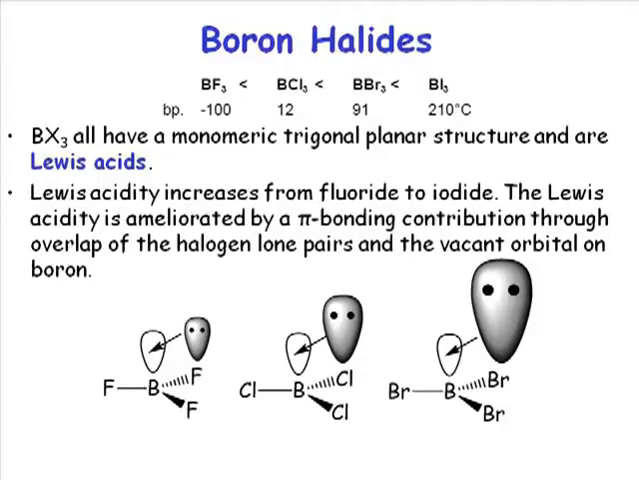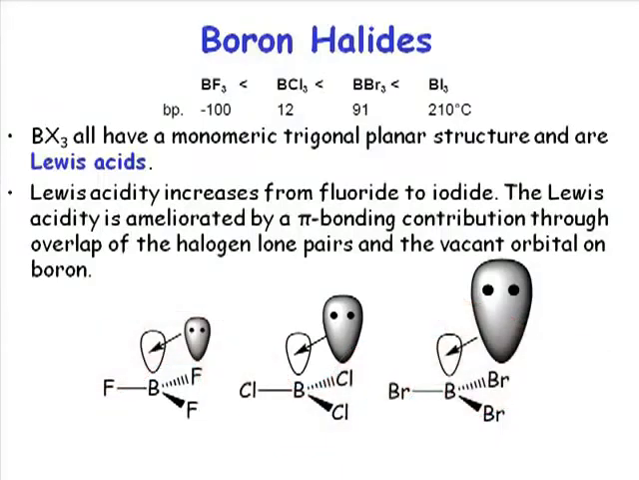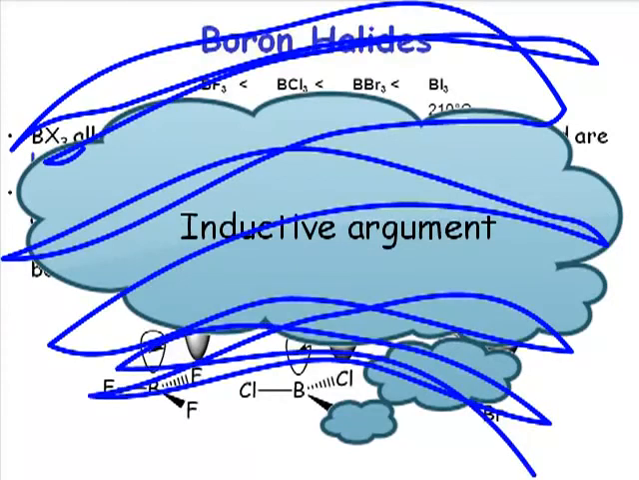So in terms of exerting inductive effects, fluorine has the strongest negative inductive effect, pulling electron density away from the boron. So you might therefore expect boron trifluoride to be the strongest Lewis acid and boron triiodide to be the weakest Lewis acid. But actually, if you do the measurements, it's not the case. The trend is in the opposite direction. Boron triiodide is the strongest Lewis acid, and boron trifluoride is the weakest Lewis acid. So a simple inductive argument doesn't explain this trend in Lewis acidities.